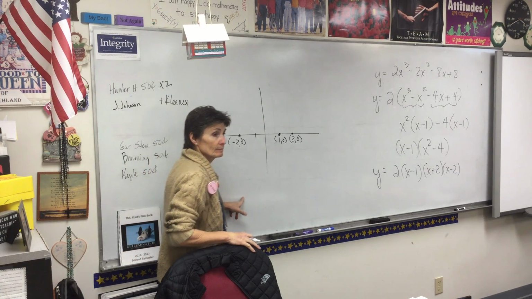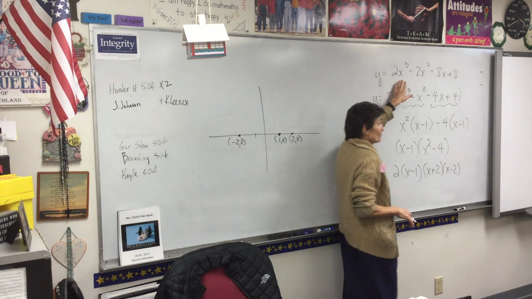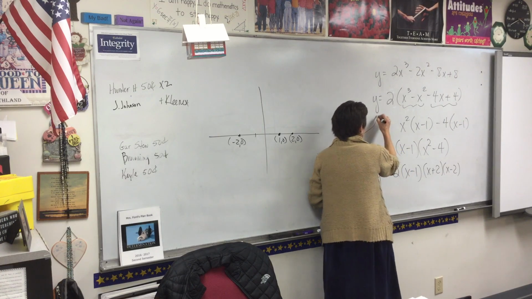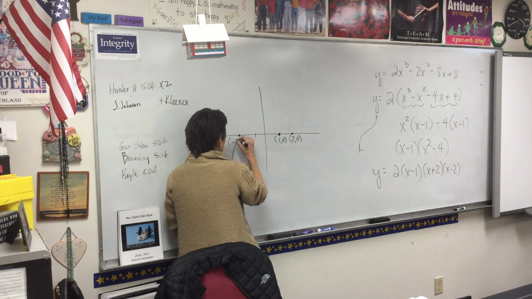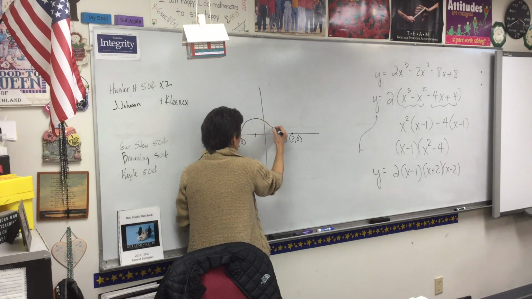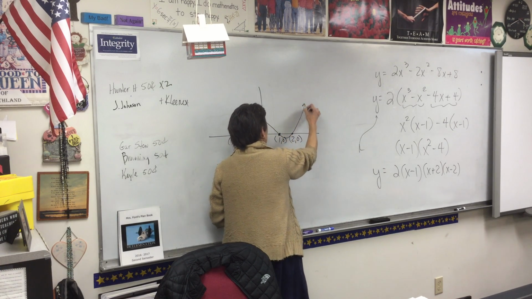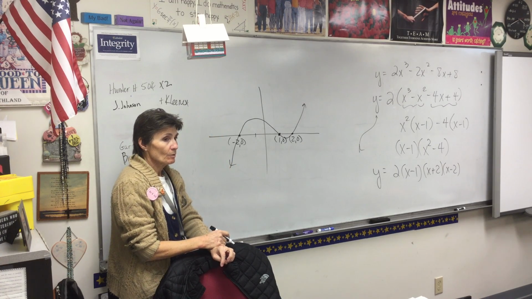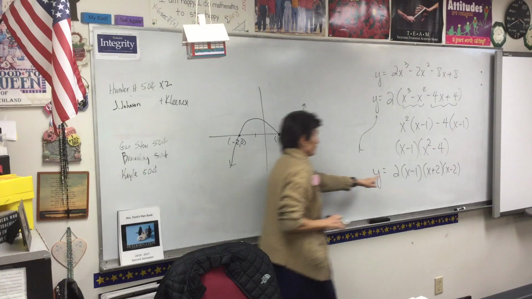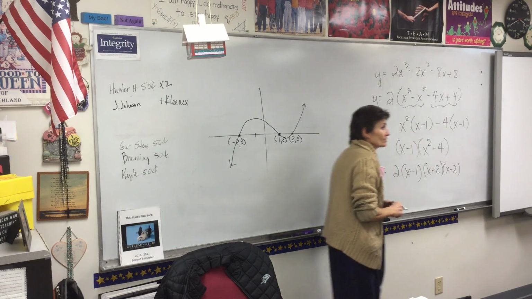Down here? This is a cube. Cubes start down and end up. That's what cubes do. So it starts down here. Does it have any bounces or anything? Nope. How do I know there's no bounces? No square factors, right?